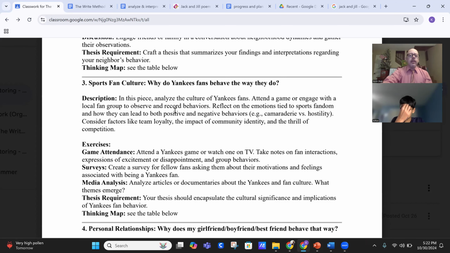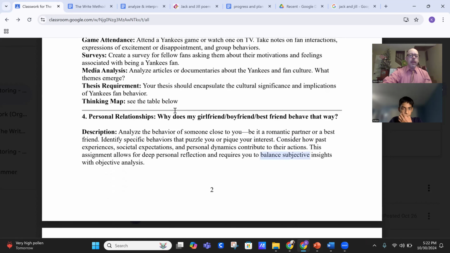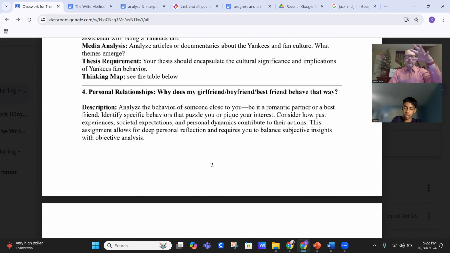Here are some ideas. You can do a survey, you can do a media analysis, and be sure that you have a thesis, and then the thinking map is listed below. So I put all the thinking maps together.